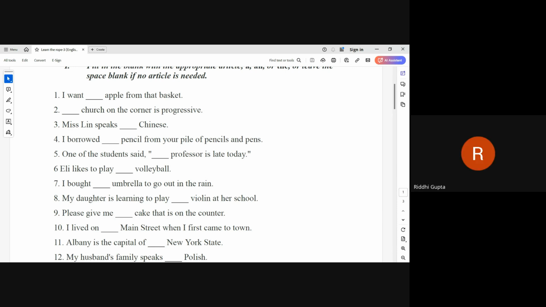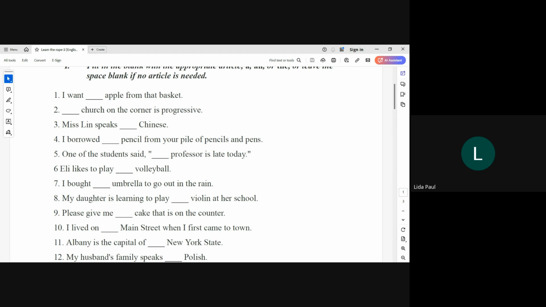Do we need an article there? No article. My daughter is learning to play violin at her school. Do we need an article or do we not need an article? No article, ma'am. Make a note of this.